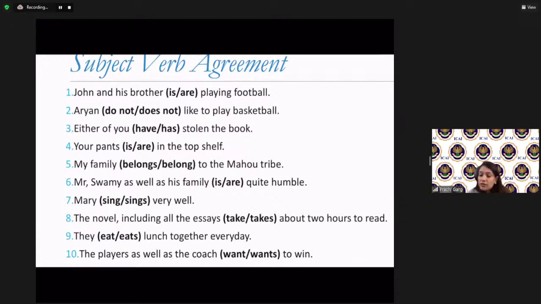They eat lunch together every day. So we're talking about many people here again. The players as well as the coach want to win. "Want to win", because players is plural here. I am not talking about the players plus coach here, but the players is plural, so I will be picking "want to win", right? Because we're talking about many players here. So are we clear about this topic? Yes.